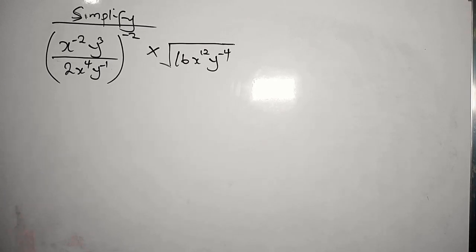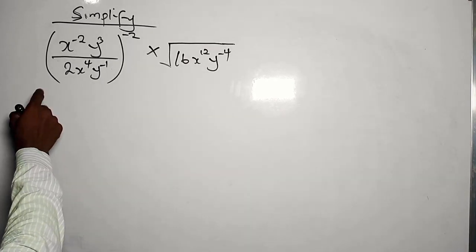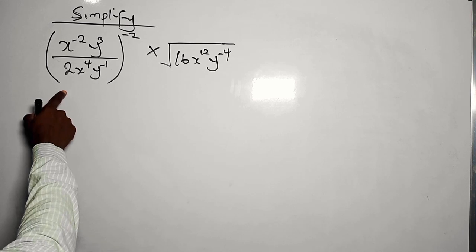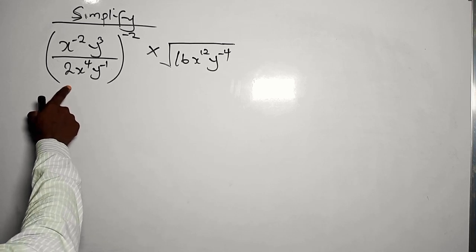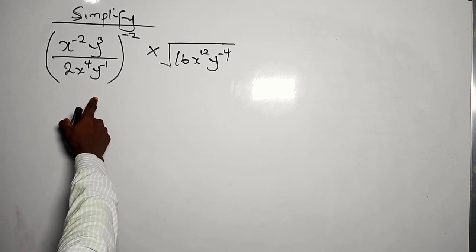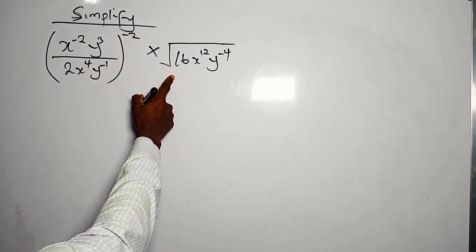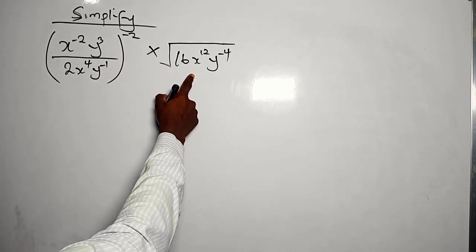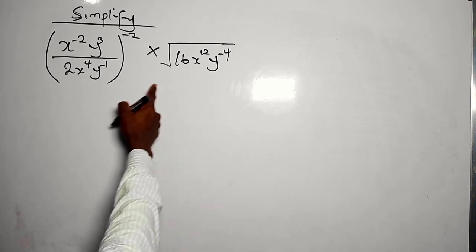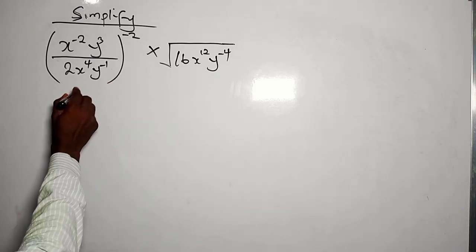The question says simplify the expression. So we have (x^-2 y^3 divided by 2x^4 y^-1) all to the power minus 2, times the square root of 16x^12 y^-4. How do we simplify this?